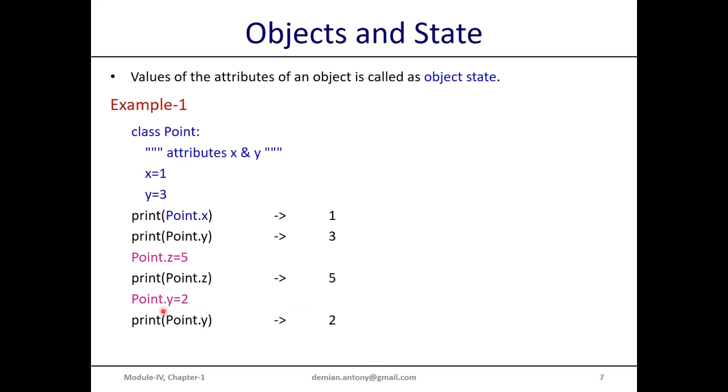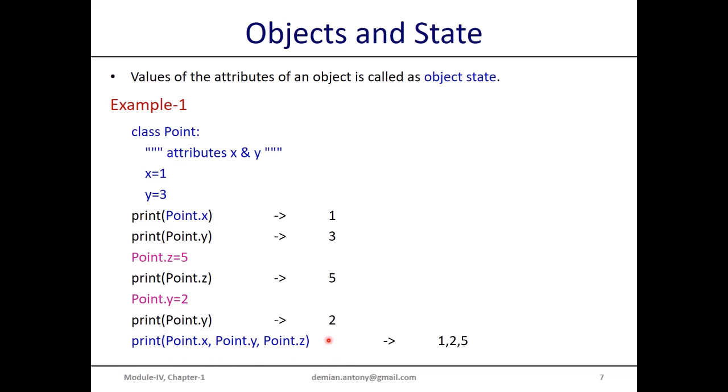We can also modify the value of attribute y through a simple assignment. On the left-hand side we have to write the class name or class object name followed by the dot operator and the attribute name, equal to the value that you want to assign. So this is possible. You can assign and you can print. And altogether you can print the values of all the attributes x, y and z, and the values of all these x, y and z is nothing but a state of an object at a particular point of time.